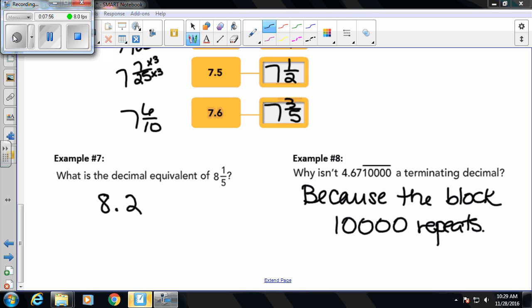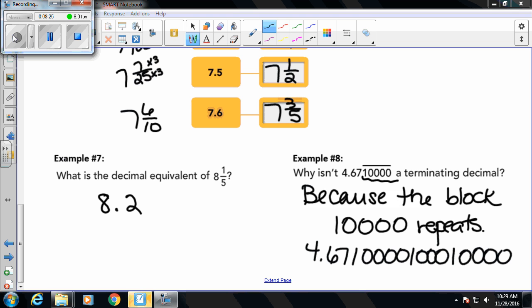Okay, so when I look at this, for 7, 1/5 we know is 2/10, so it's 8.2. And for 8, why isn't this a terminating decimal? Because if you look carefully, this entire block here repeats. The 1 is also in there. So if we were to write this out, 1, 2, 3, 4, oh, you got another 1. And another 1. And so that 1 is in there. It's not just a block of zeros, but that 1 is included as well.